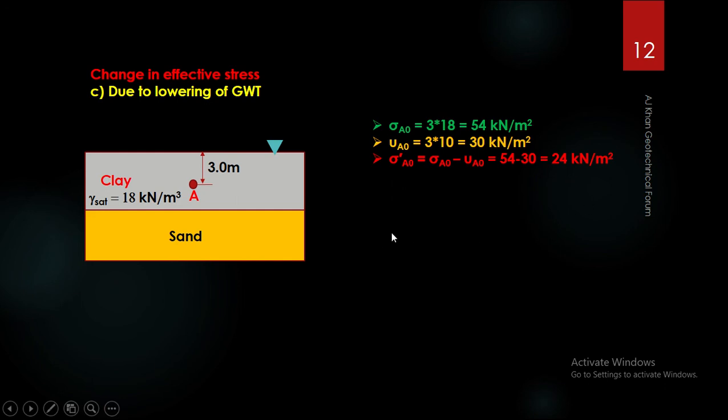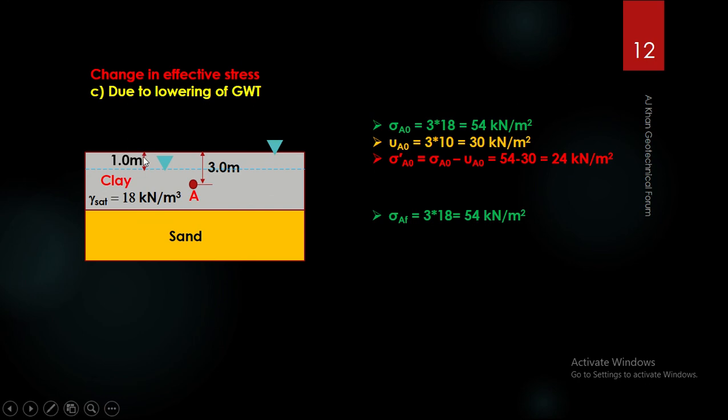Now if the water table is lowered by 1 meter, then what are the changes in the stresses at point A? Let us see that. So the total stress will be 3 times 18. I have made a small assumption here. When there is a lowering of groundwater table, of course you can understand that the soil will not remain fully saturated. So the density should be different from 18.